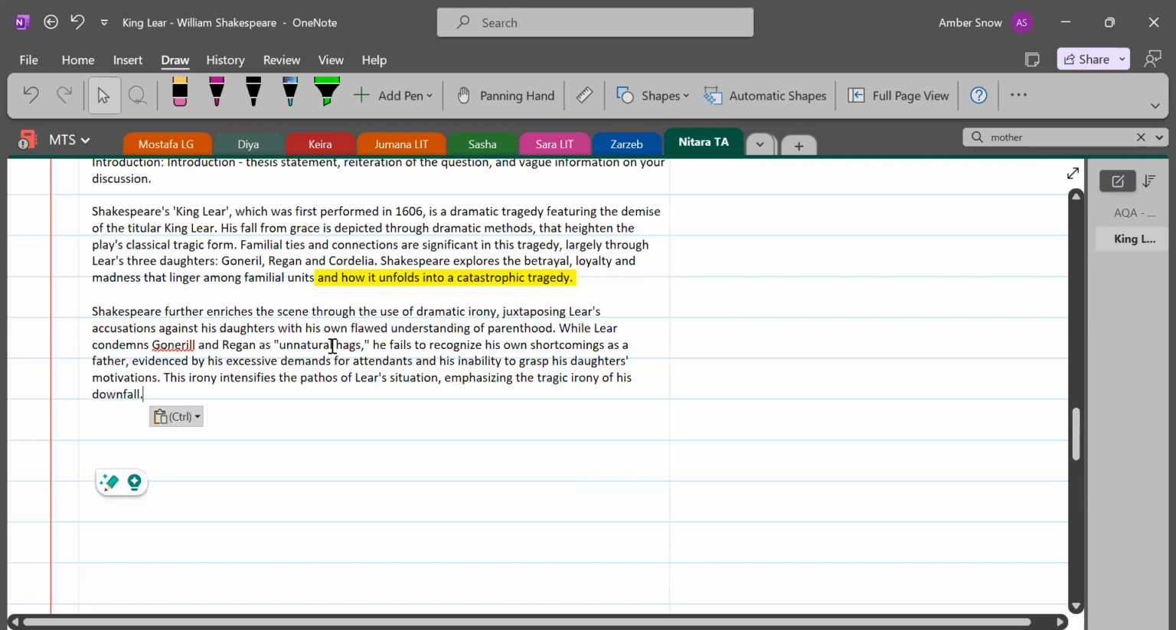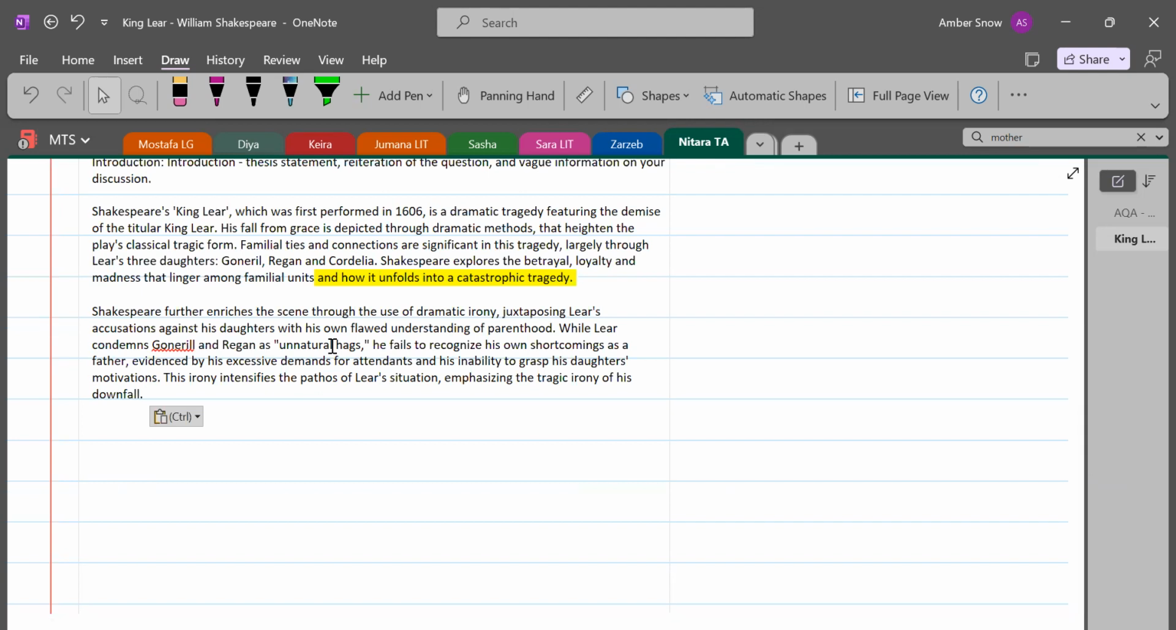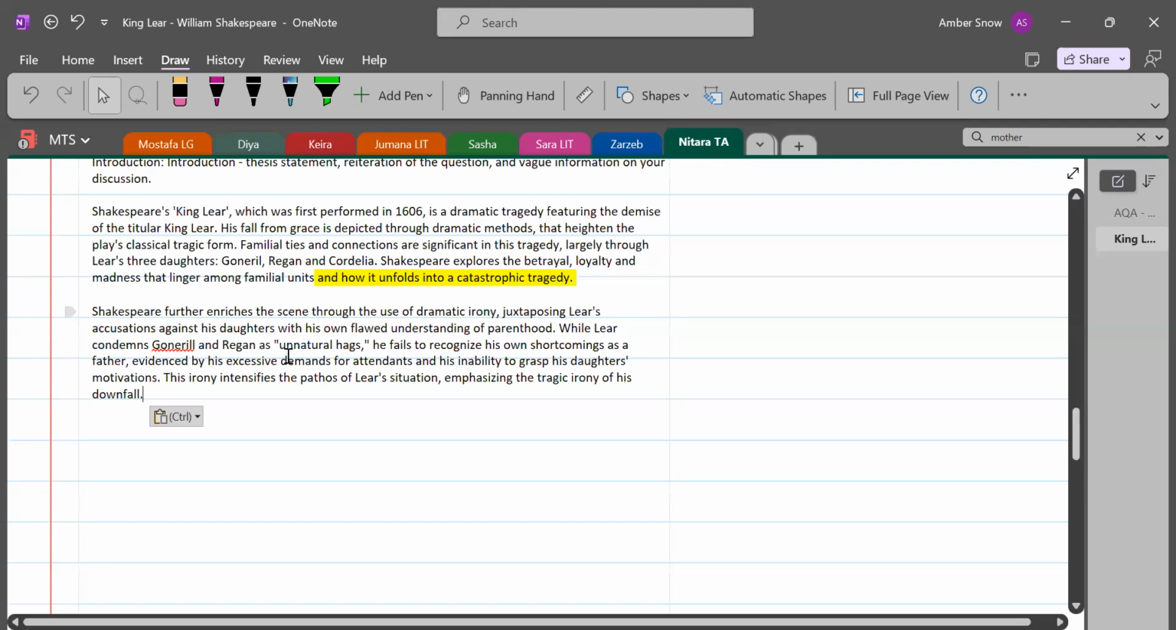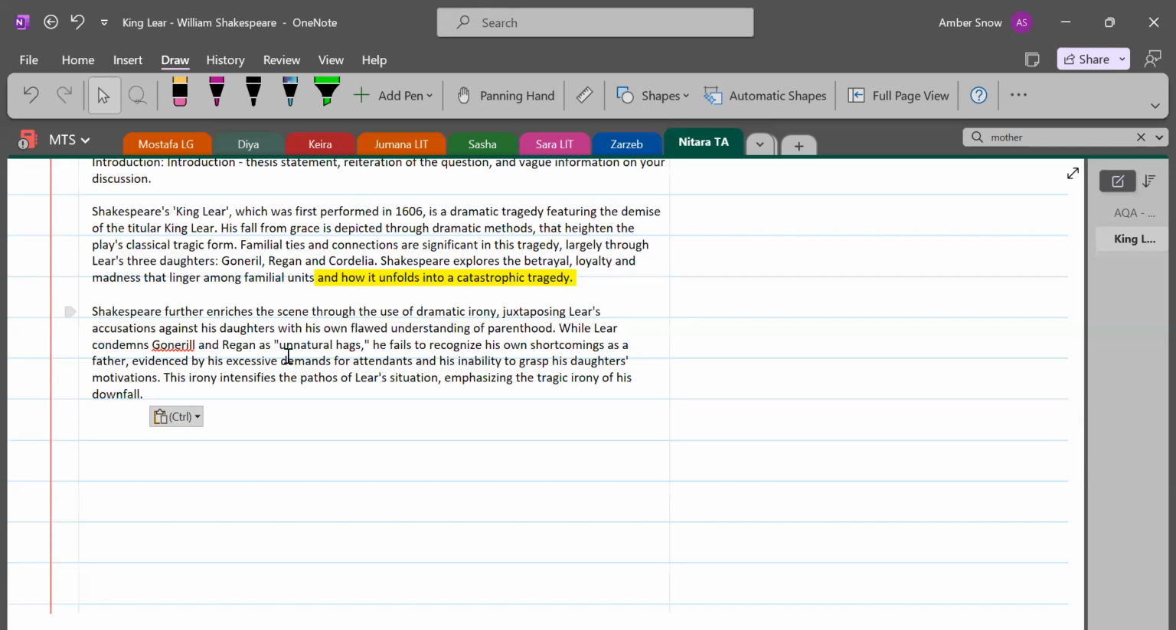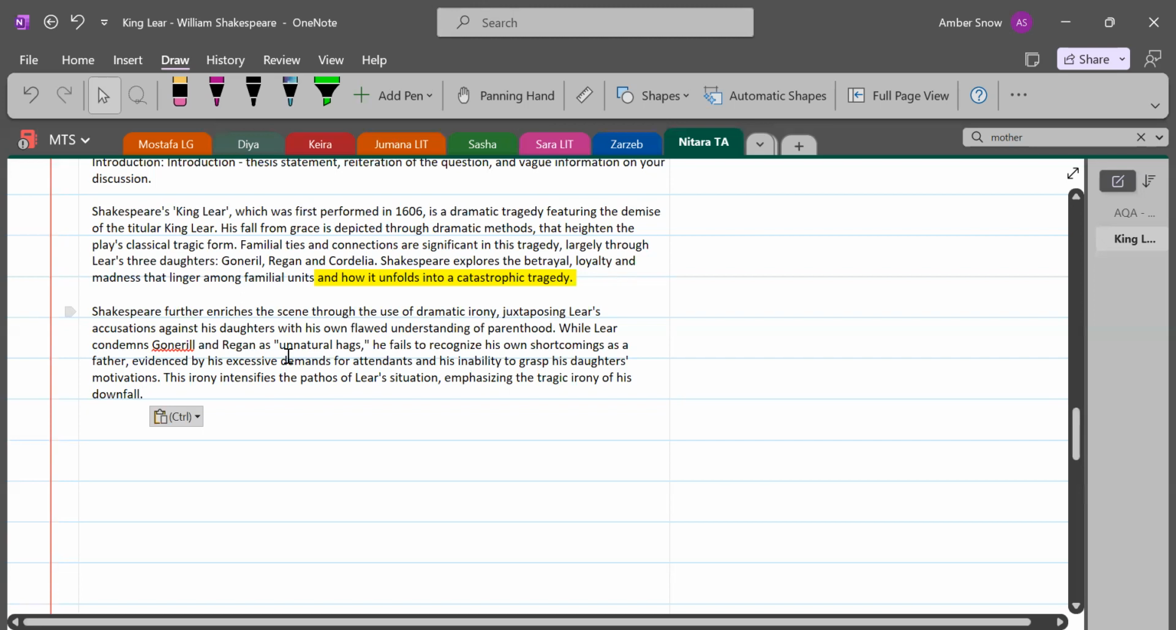So where I've highlighted dramatic irony is in the situation where Lear's accusations towards his daughter are flawed, and it's juxtaposed with his own understanding of parenthood. Where he's insulting them, he refuses to realize that he is the one to blame for how they turned out, because he was unable to give them the upbringing that he was supposed to ensure, so that they would not be what he's insulting them to be. That's where the dramatic irony comes in, where he's berating them for not being up to his standards, or the standards of society, and failing to recognize that he is the one to be blamed for it. All right, miss.